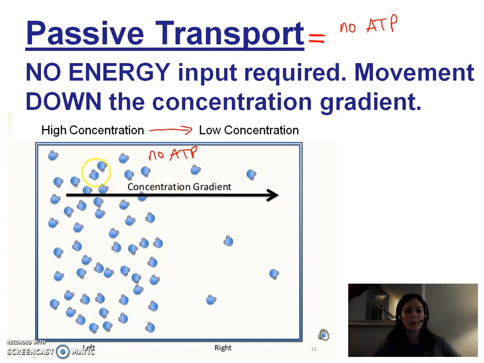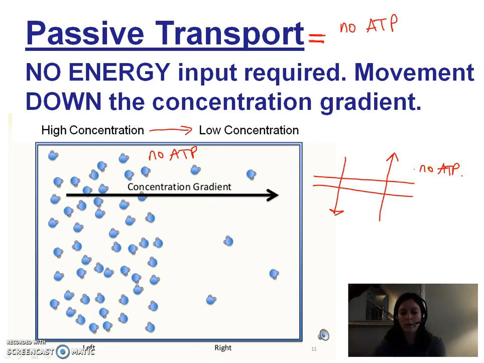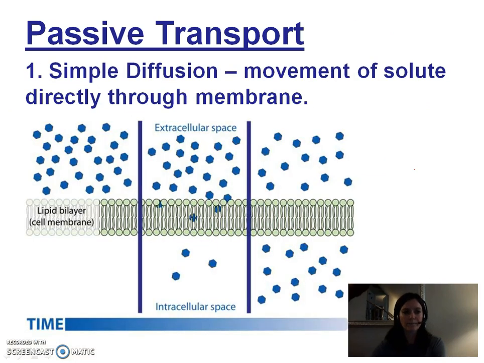It is simply the bouncing around of these molecules eventually leads to movement from the left to the right in this example. Or it might mean the movement of molecules from the outside to the inside of the cell, or from the inside to the outside. But with passive transport, there is no ATP input required. It's just a natural movement that's going to occur. Let's talk about a few types of passive transport.